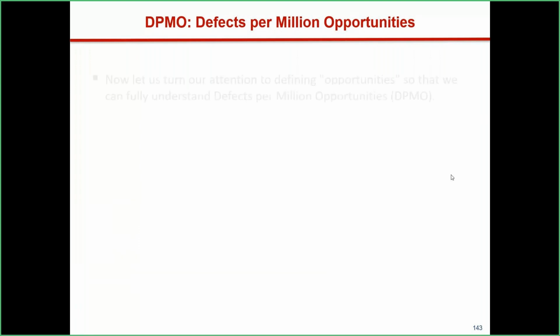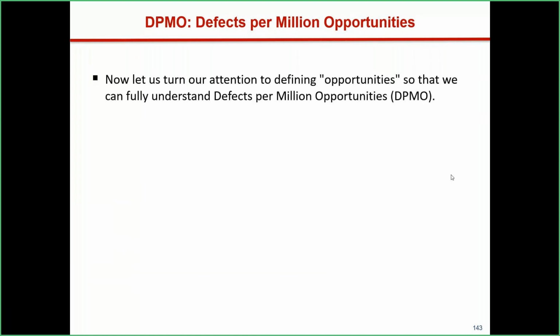Okay. Now let's jump to DPMO. So now let us turn our attention to defining opportunities so that you can understand defects per million opportunities. And why do we use million opportunities? Million as a measurement or a benchmark. Why not thousands or billion or trillion? So let's look into that as well.